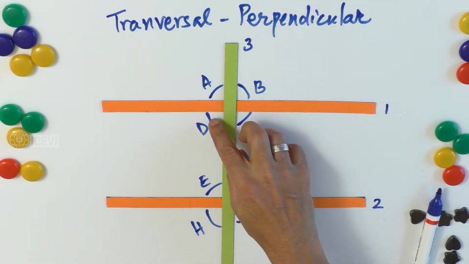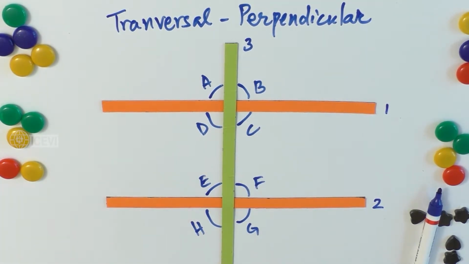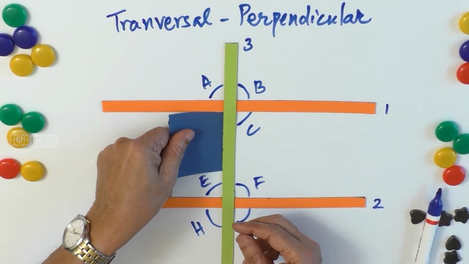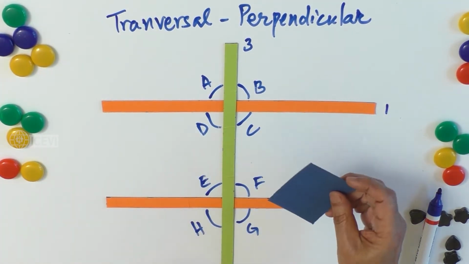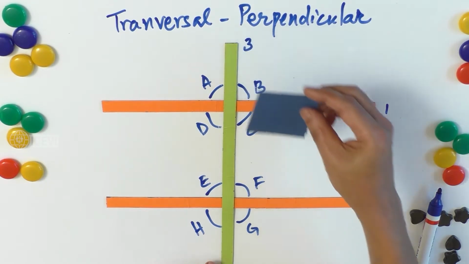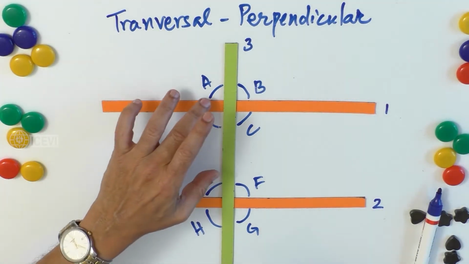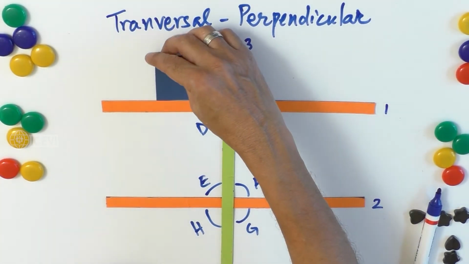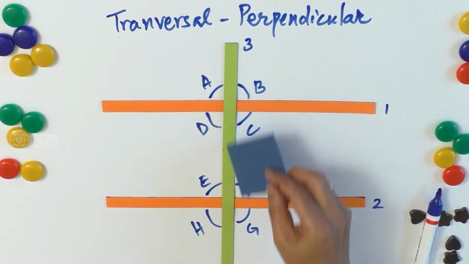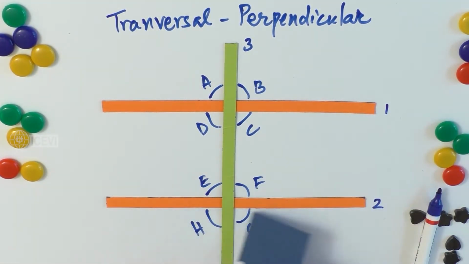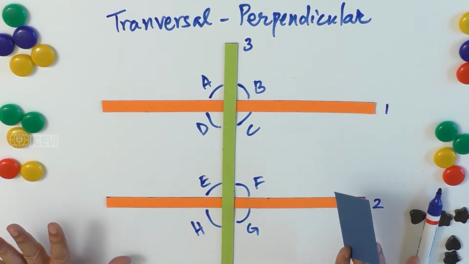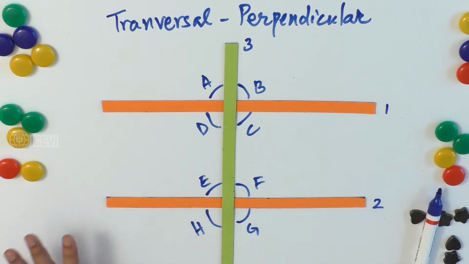For example, D and F are alternate interior angles. Now 90 degrees, 90 degrees. D and B are vertically opposite angles, 90 degrees and 90 degrees. And A is exterior angle, G is alternate exterior angle, 90 degrees, 90 degrees. So when the transversal is perpendicular to the two lines, all angles become the same. So every angle that we discussed about the transversal, they become one and the same.